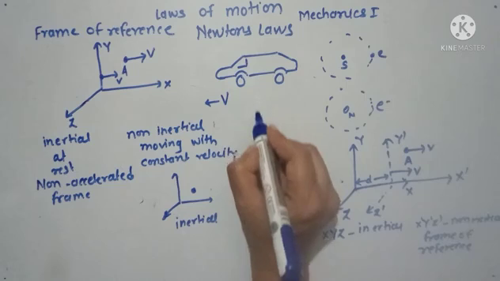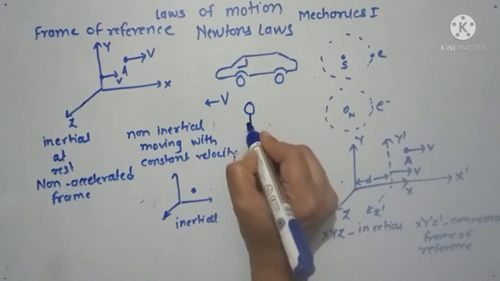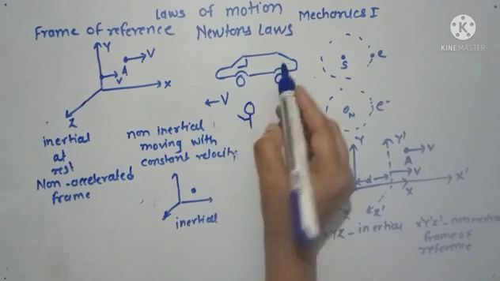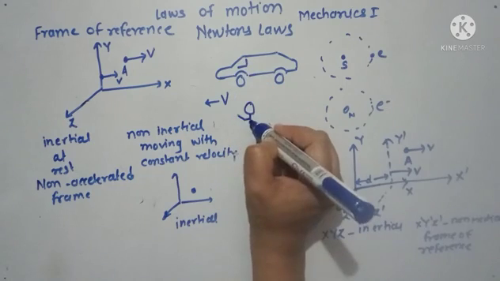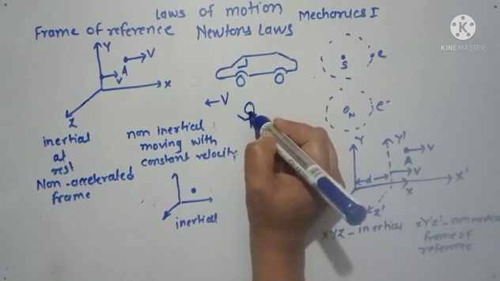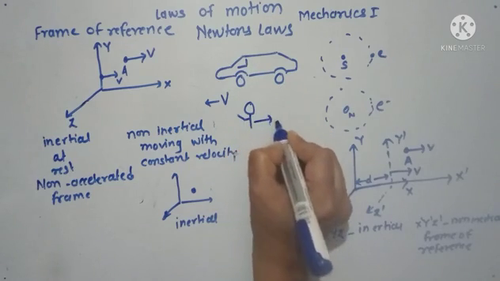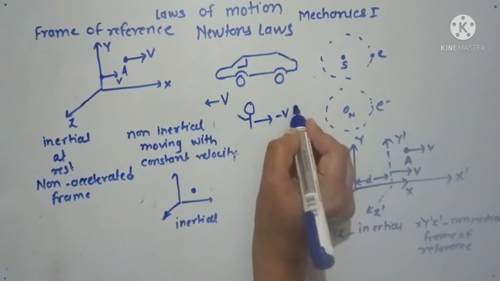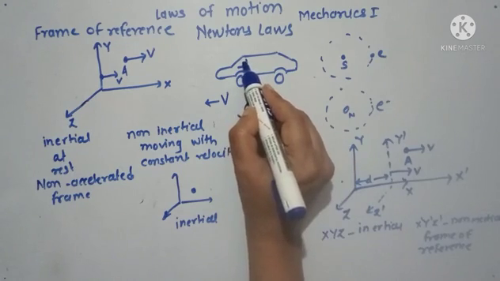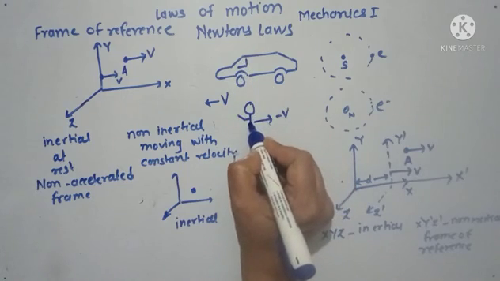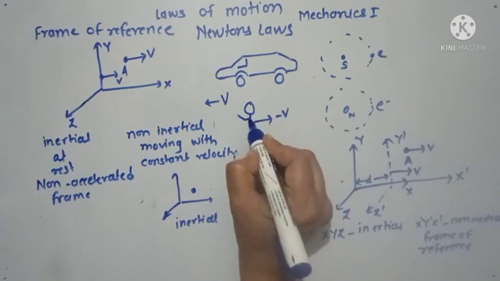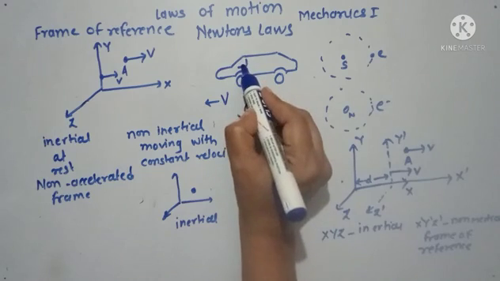But if he sees some person standing outside, then according to him, this person is in a non-inertial frame of reference, because he sees that person moving in the minus v direction. If the person sitting in the car sees the person who is standing at rest, this person is in a non-inertial frame of reference for him.